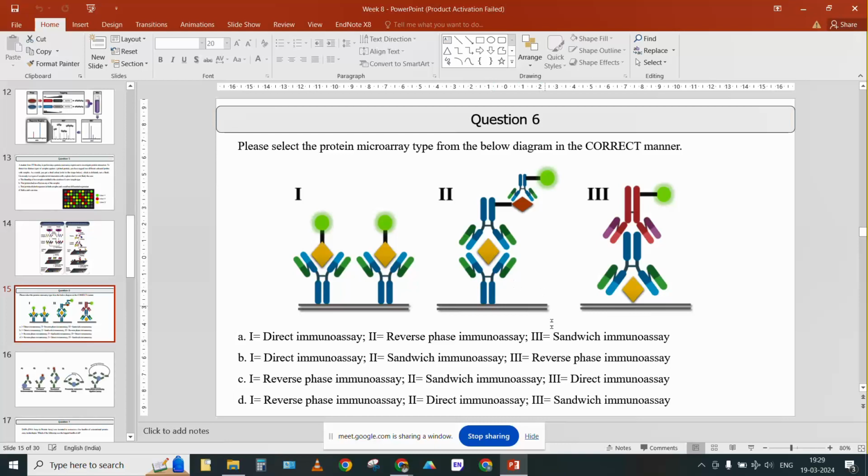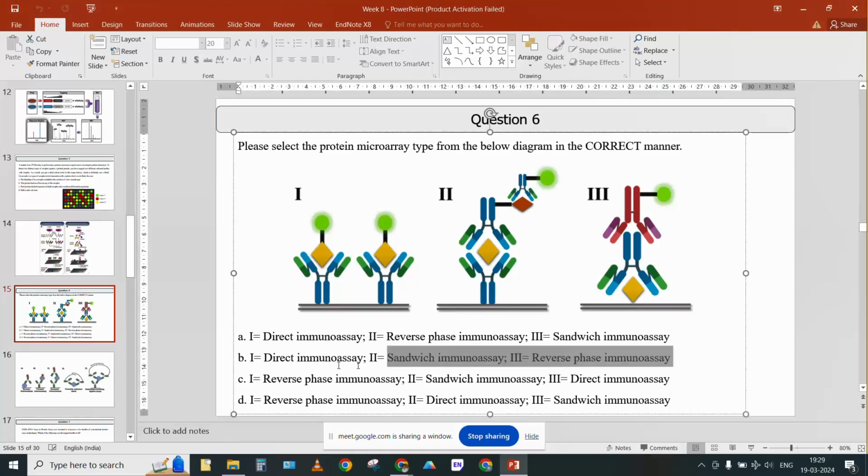And the third one is reverse phase immunoassay. Here, as you can see, the target analyte is immobilized on a solid surface, and labeled antibodies are used for detection. The labeled antibodies bind specifically to the immobilized target analyte. So the correct answer for question 6 is option B. The first one is direct immunoassay, the second one is sandwich immunoassay, and the third one is reverse phase immunoassay.